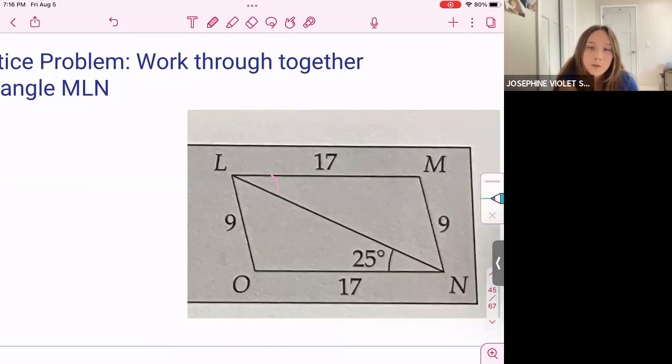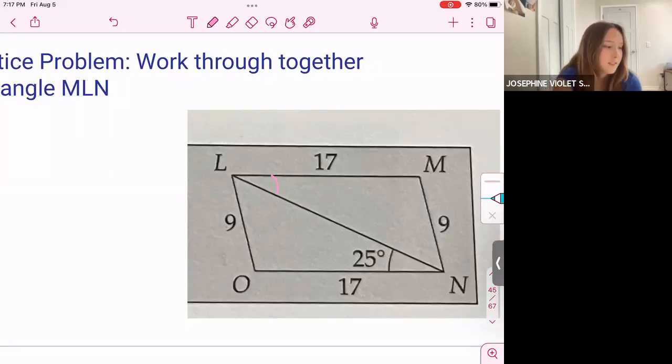And a way that we can do that is with congruent triangles. So does anybody have any idea on how we would find the angle MLN? Go ahead and raise your hand because I'm interested in seeing who has some ideas. Anna, do you want to talk us through what you're thinking?